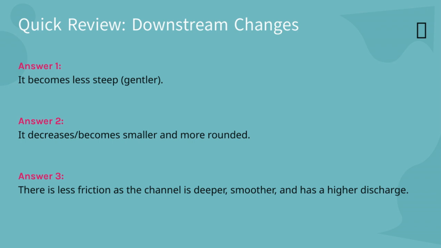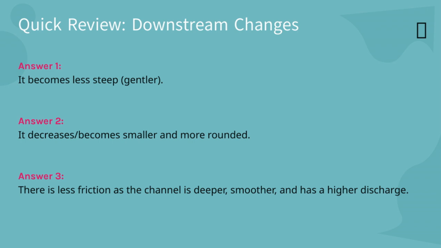For question 3, velocity often increases downstream even though the gradient becomes flatter because there is less friction. In the upper course, the river channel is shallow, narrow, and rough. This creates lots of friction, which slows the water down. Further downstream, the channel becomes deeper, wider, and smoother. Discharge also increases because more tributaries have joined the river. This means the river can often flow faster, even though the land is less steep.